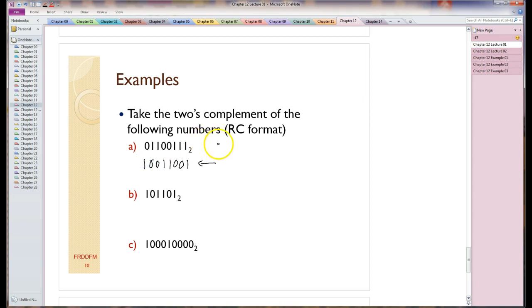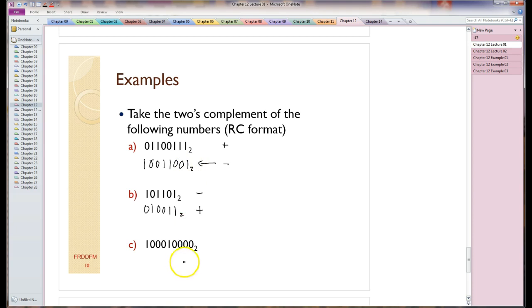Okay, so this is my number here. It started off positive, it ended up negative. Once again, I start from the right side, I read right to left until I find the first one. Once I find the first one, I bring it down, and then I toggle all the other bits as I traverse towards the left side. So here's another number. It's a negative number. Here's the first one, 1 0 0 1 0, and it ends up as a positive number.